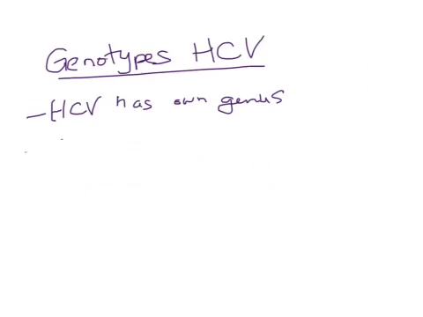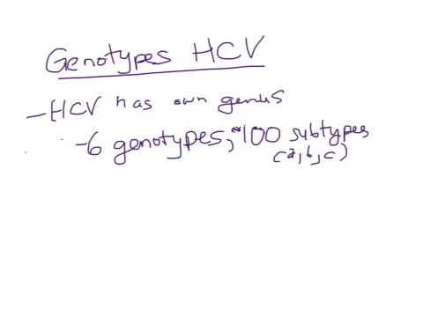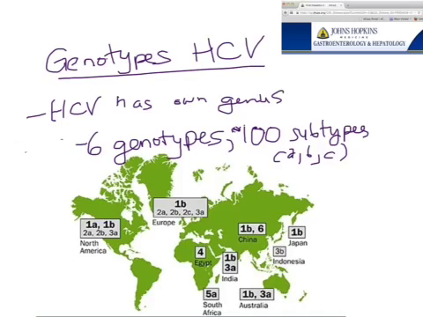Now, the concept of genetic heterogeneity and quasi-species should be distinguished from genotypes. Hepatitis C has its own genus, but is characterized by 6 main types, which are known as genotypes. There are 6 genotypes, and approximately 100 subtypes described. Where these genotypes differ primarily is in their susceptibility to treatment with antiviral drugs, as well as their metabolic effects.